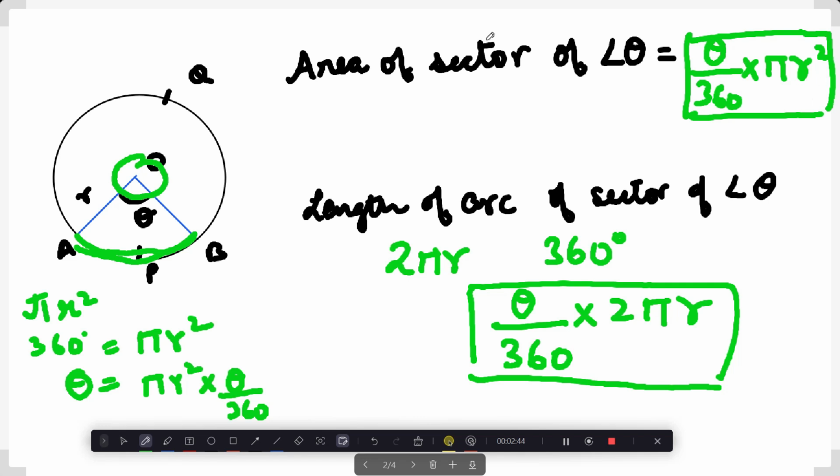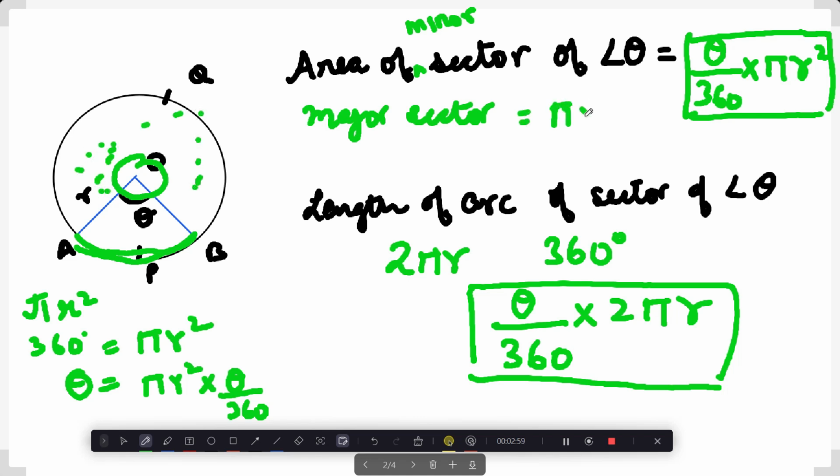This is obviously the minor sector. Now if you want to find out the area of the major sector, which is this remaining dotted portion, then it will be pi r square minus this, right? This is clear. I hope this is clear.